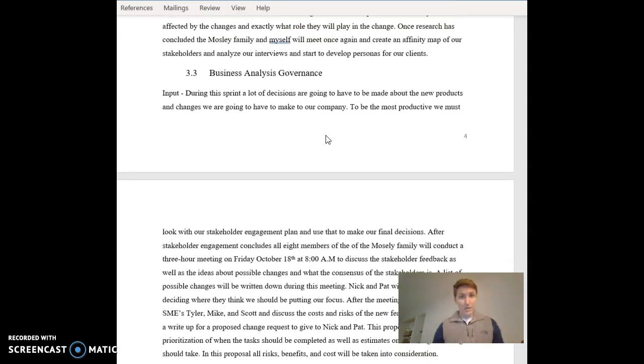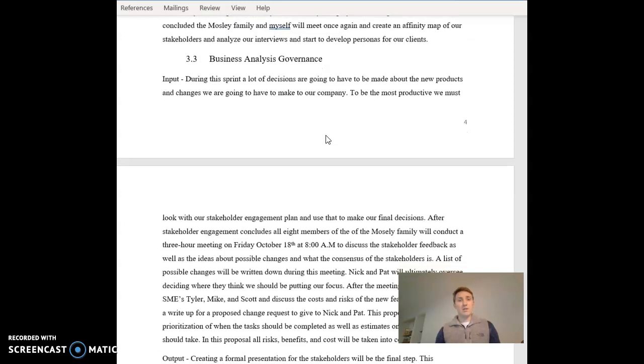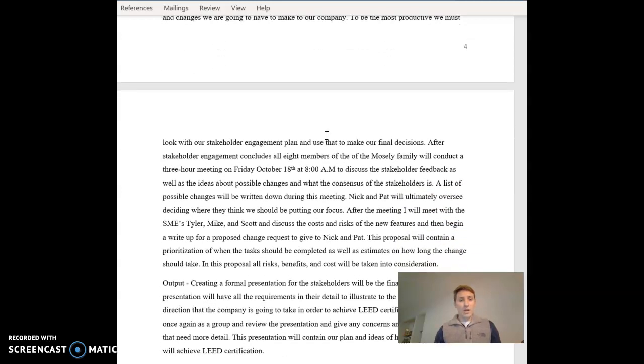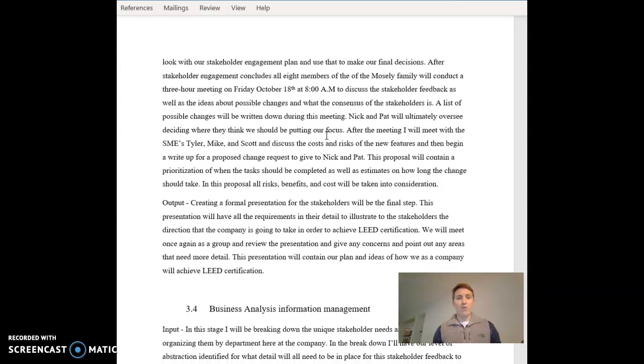The next part of this step is going to be the business analysis governance. During the sprint, a lot of decisions are going to be made about this product or the new solution, and we need to engage with our stakeholders to make our final decisions. Their feedback is going to be the most important because they're going to be affected by these changes. So we need to keep them in mind throughout this whole process.